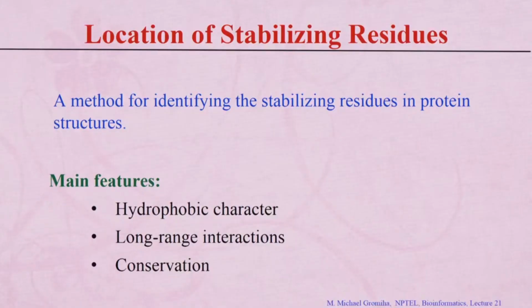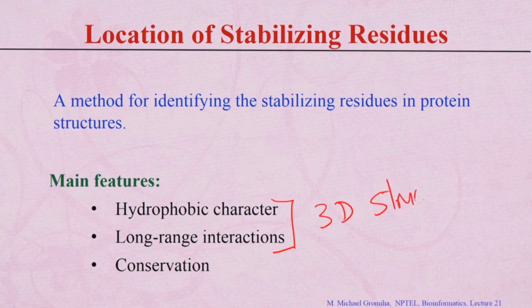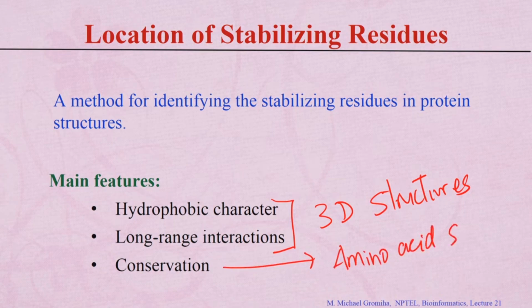If you look into these three features, the hydrophobic character and long range interactions we can obtain from protein 3D structures. The conservation you can get from amino acid sequence information. We can now explain how to get these features, and based on these features how we obtain the data which can stabilize a particular protein.